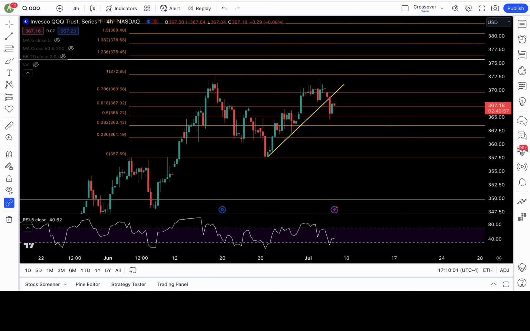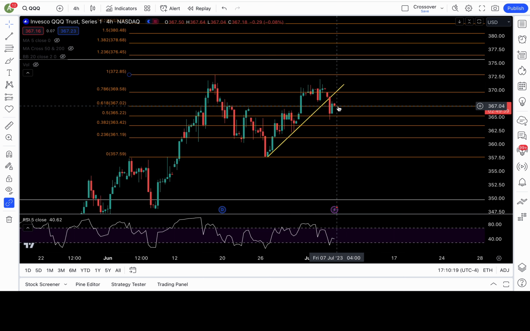Triple Q here, we got a level at 367. That's my 61.8 fib level. I'm changing up these updated levels here, guys. 367 is my 61.8 fib level. We got a breakdown, tried to recapture at the end of the day, but is it a dead cat bounce?